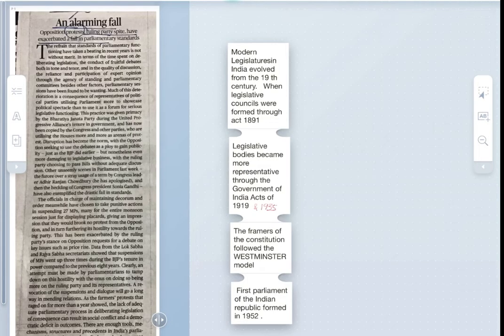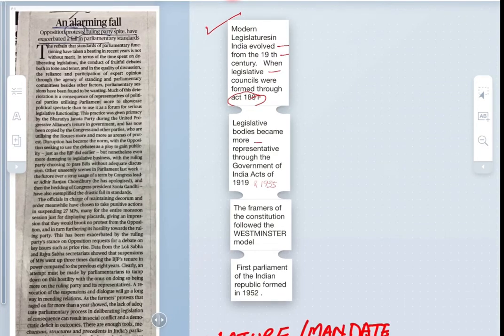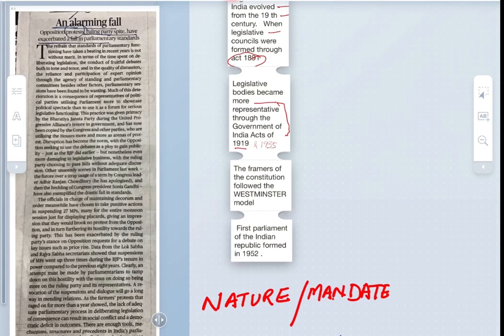Now let's take a broad outlook of the history of our parliamentary system. The modern legislature in India evolved from the 19th century, when legislative councils were formed through the Act of 1891. Then legislative bodies became more representative through the Government of India Acts of 1919 and 1935. Then the framers of the Constitution followed the Westminster model of government, and the first Parliament of the Indian Republic was formed in 1952.